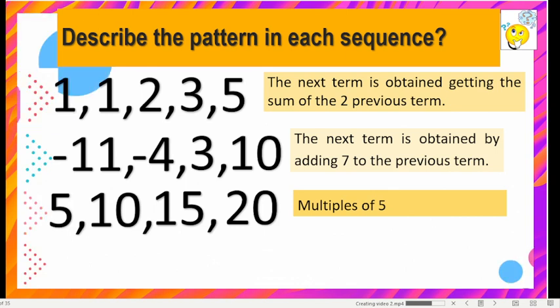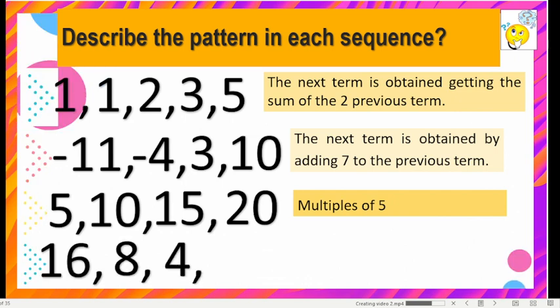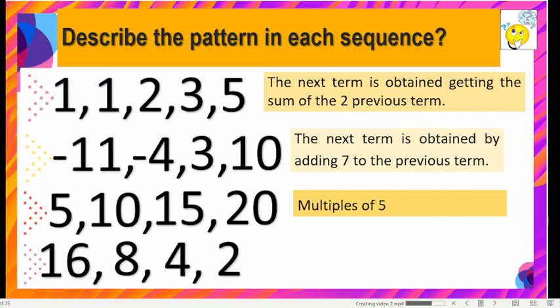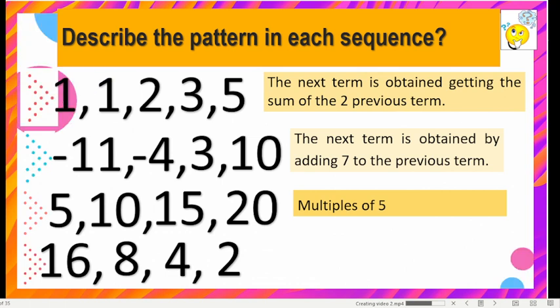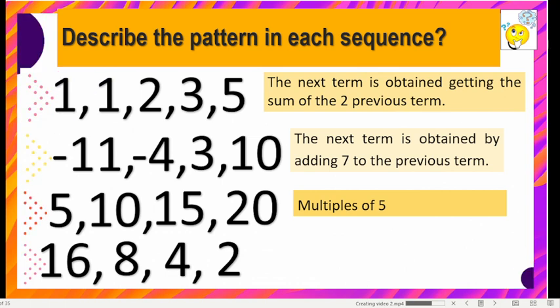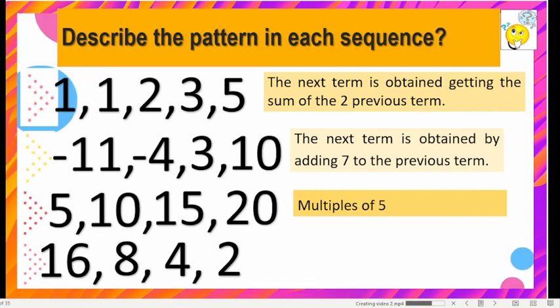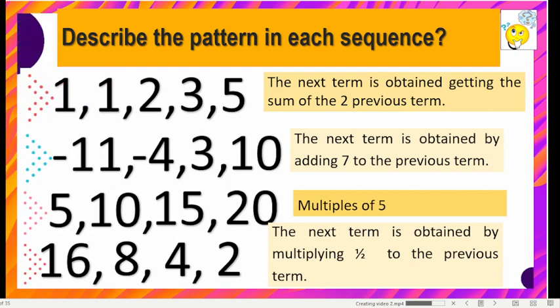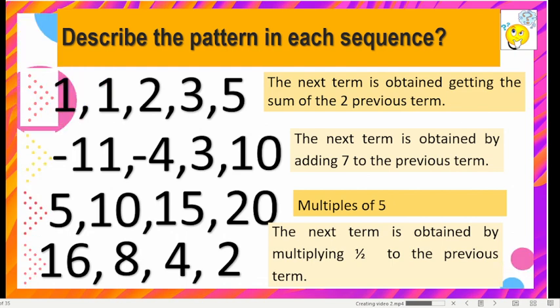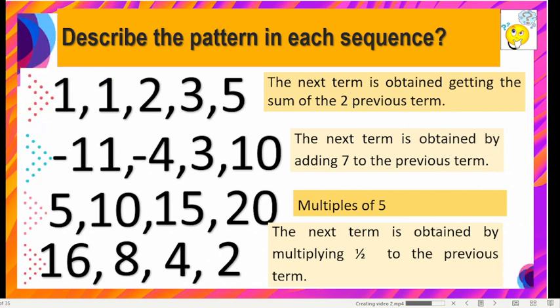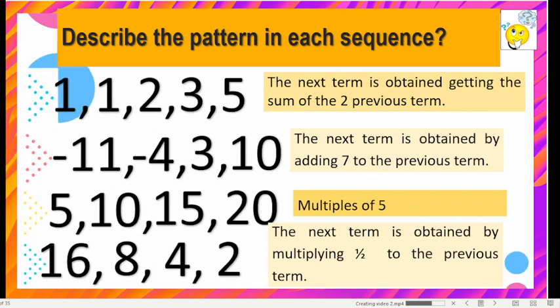What about the last set of numbers? 16, 8, 4, 2. What do you observe about this set of numbers? Yes, they are decreasing. Amazing! The next term is obtained by multiplying the previous term by 1/2. Or shall we say, the number is divided by 2. 16 divided by 2 is 8. 8 divided by 2 is 4. 4 divided by 2 is 2.